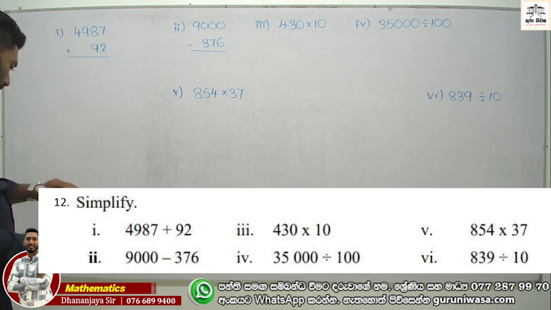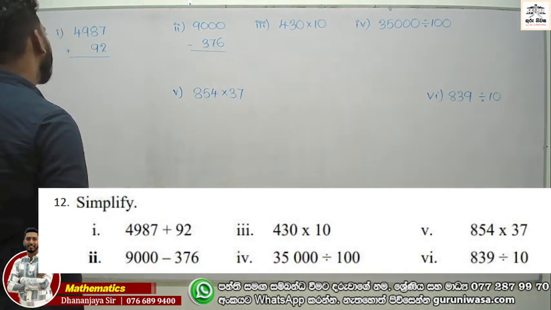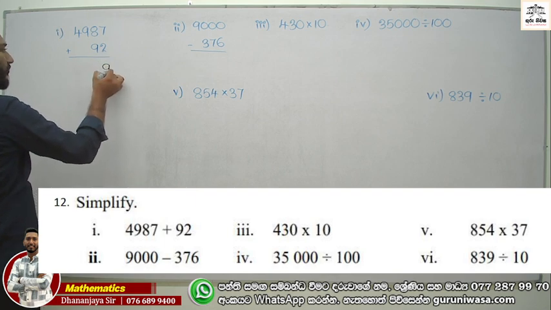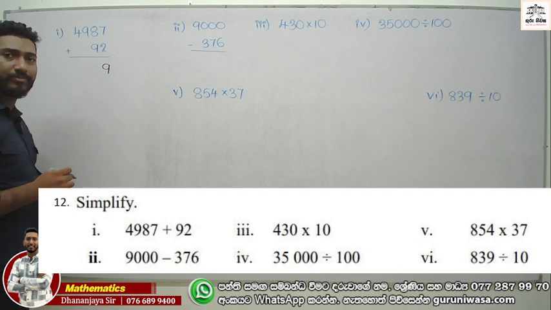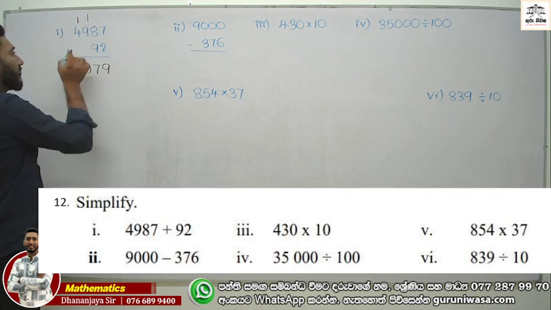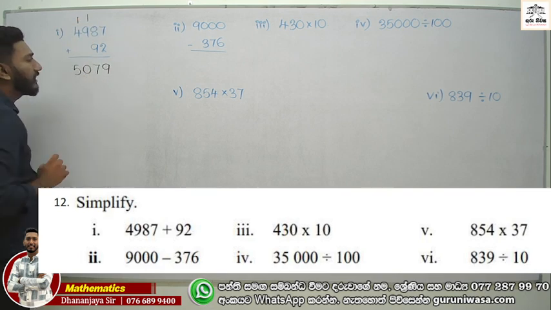Right. Now look at the board. First one is addition. 7 and 2 becomes 9. 9 and 9 makes 17, 1 remainder. And 10 and 1 remainder. It becomes 5079.